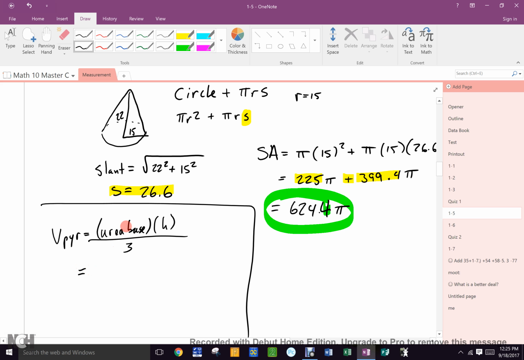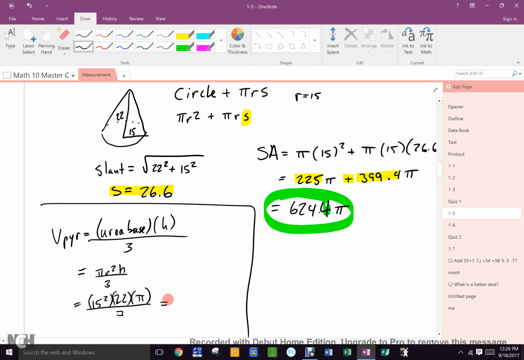Now, since its base is a circle, what do I put there? Pi r squared. Pi r squared h divided by 3. And what do I put in? What's my r? 15. What's my h? 22. So it's 15 squared times 22 times pi divided by 3.